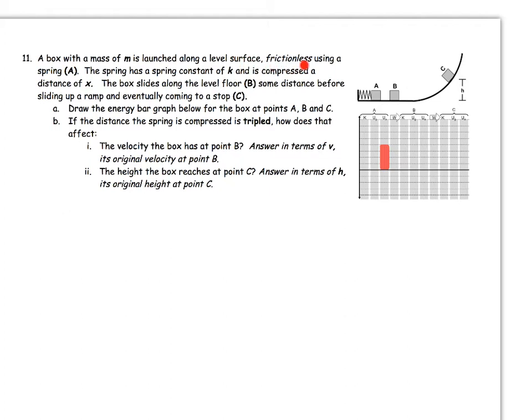And since there's no non-conservative forces, we're going to have 4 bars of kinetic energy at B. And then the object slides up to a height here at C. And so that's going to transfer into gravitational potential energy, eventually coming to a stop. So that means all of it, all 4 bars, will be gravitational potential energy at C.